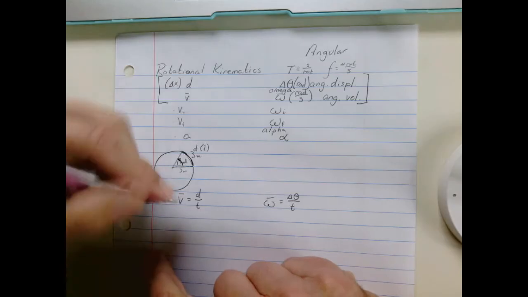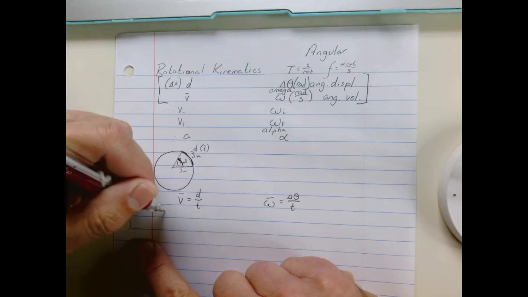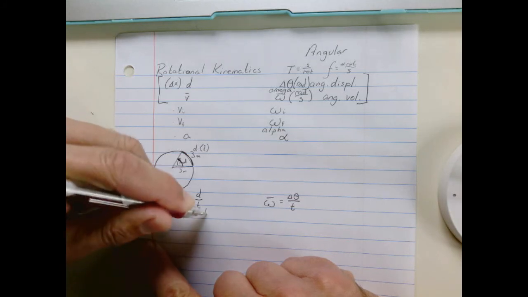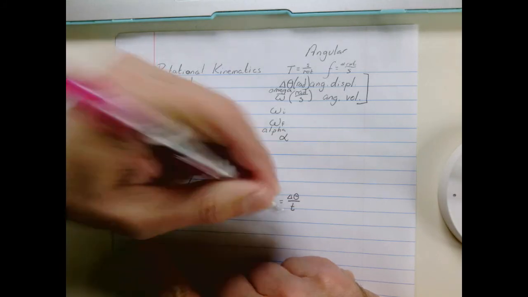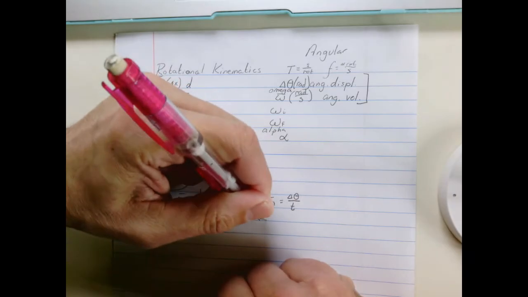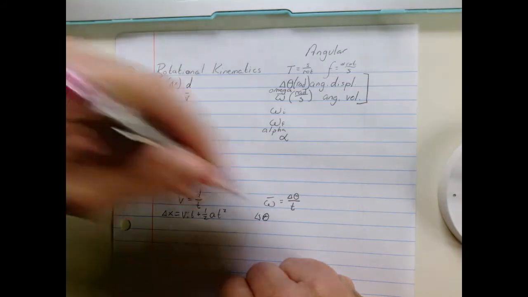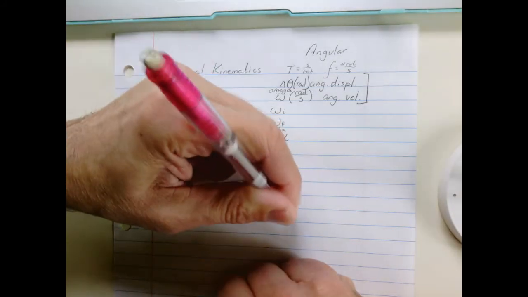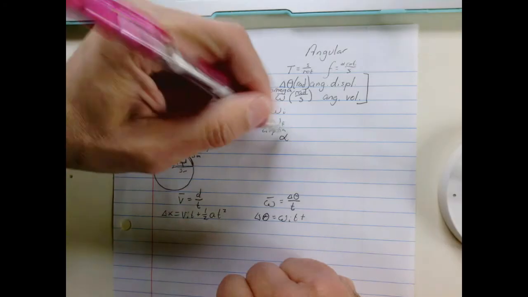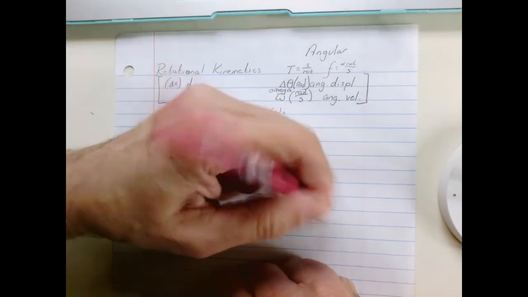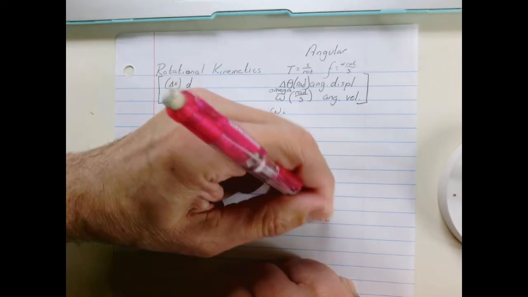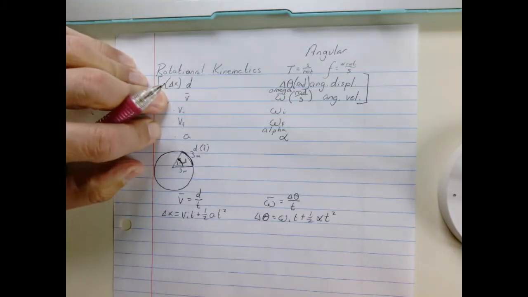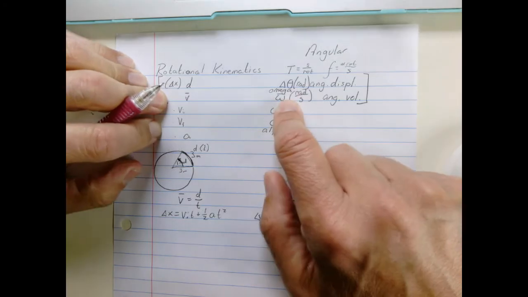So for example, don't focus on this, but if you had delta x equals v_i t plus 1/2 a t squared, it's no harder here. We can just do delta theta equals omega_i times t plus 1/2, and they call that alpha, 1/2 alpha t squared. So we don't have to learn any real new equations. We just have to learn these new variables.